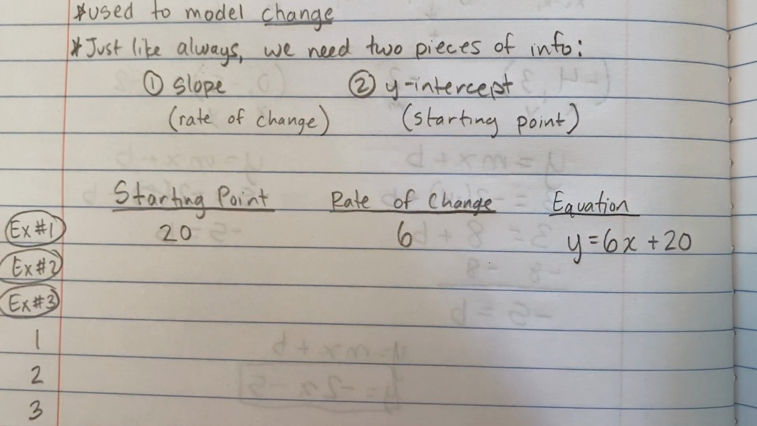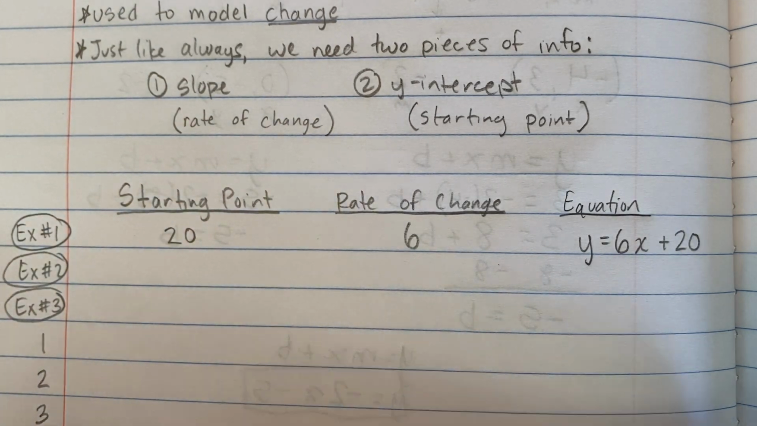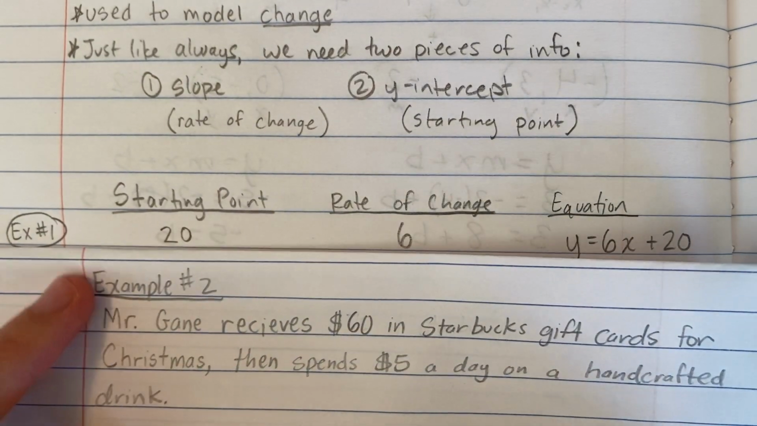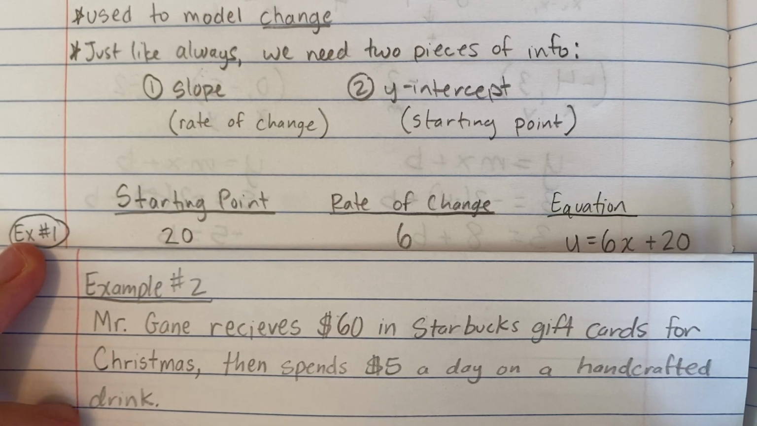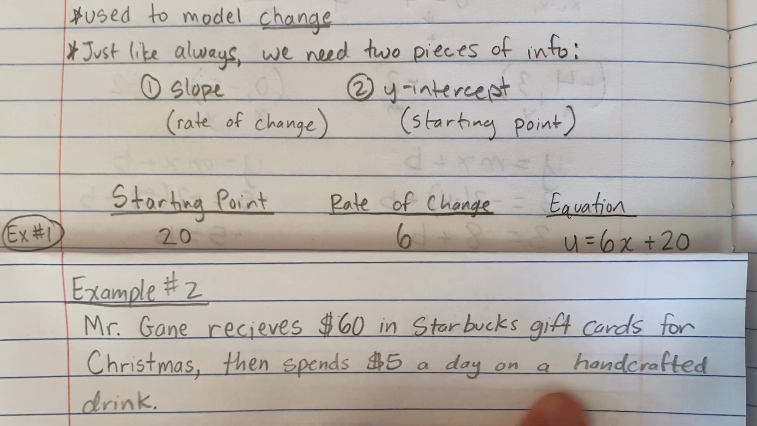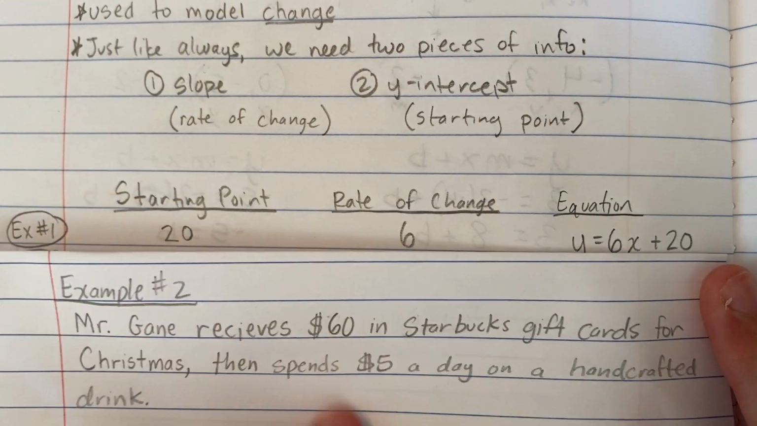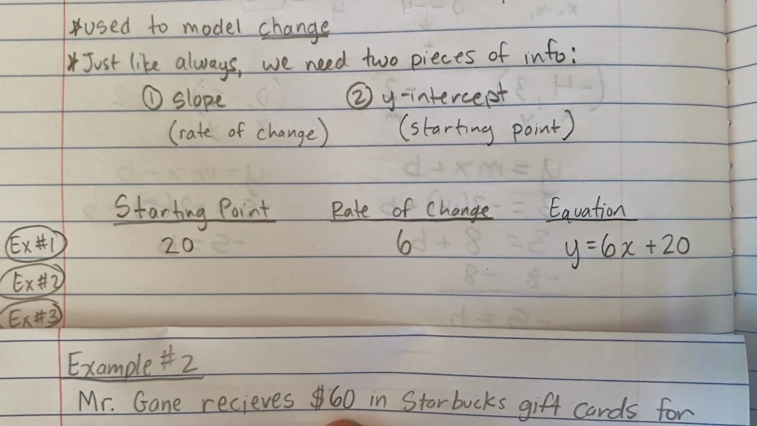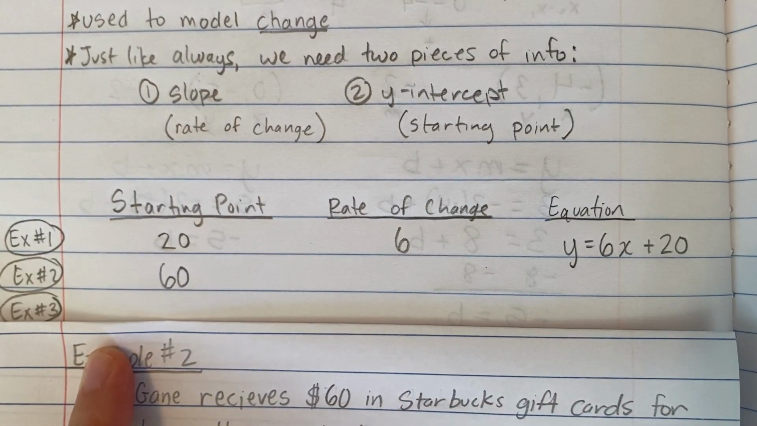All right, let's take a look at example number 2. Mr. Gain receives $60 in Starbucks gift cards for Christmas, then spends $5 a day on a handcrafted drink. Those are those fancy drinks from Starbucks, I think that's what they're called. All right, so first we ask ourselves, what's the starting point? Well, the starting point is $60, right? He starts with $60. That's how much he receives. So he's at positive 60.